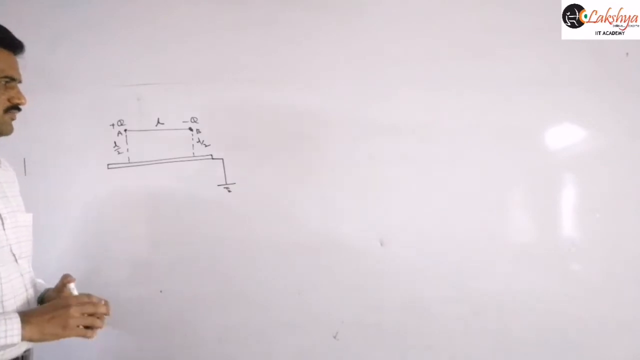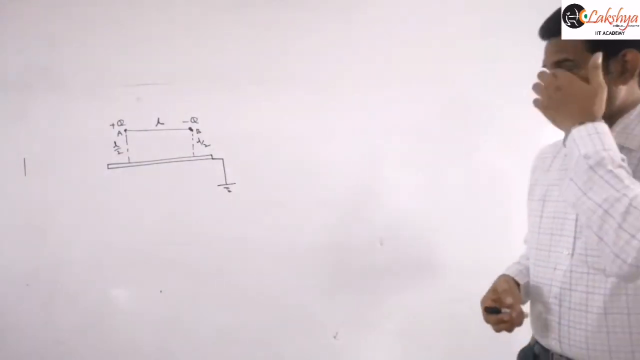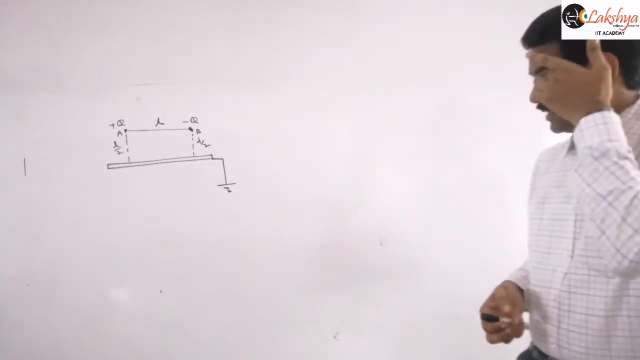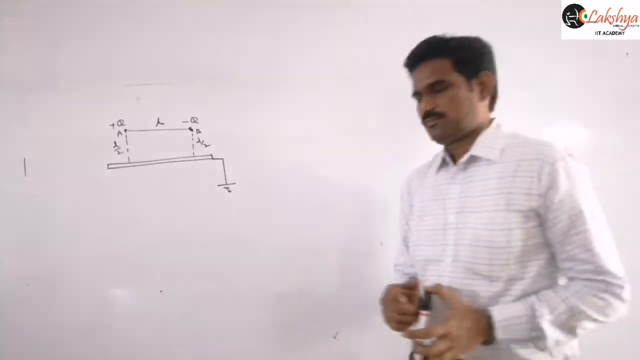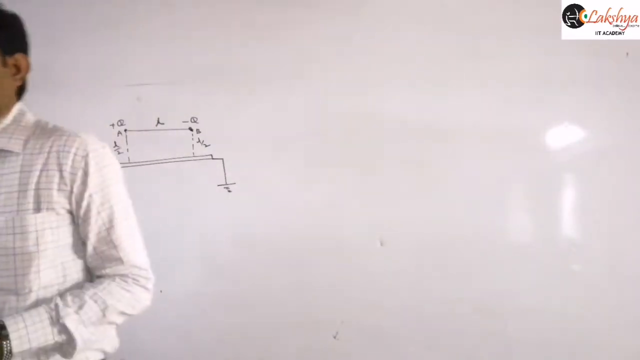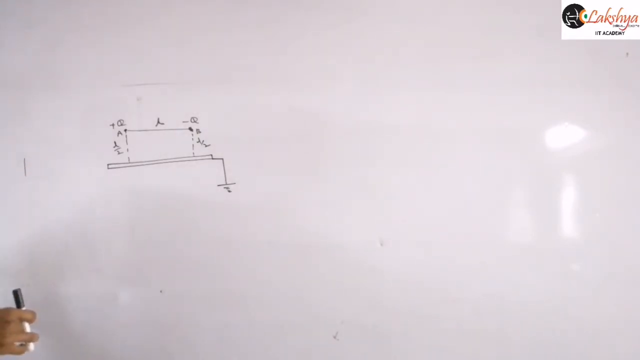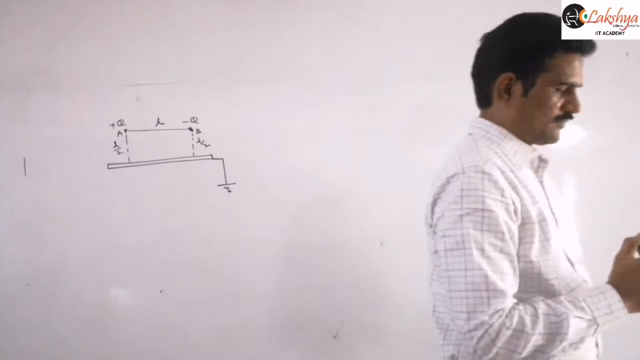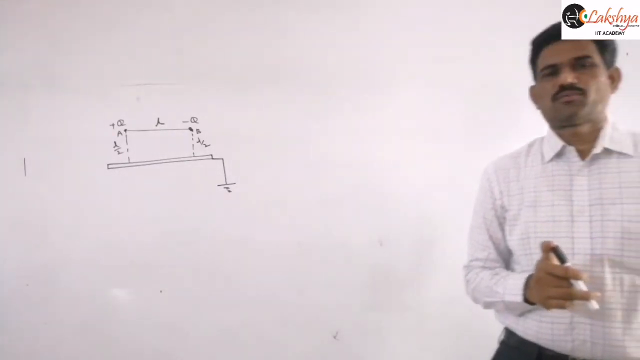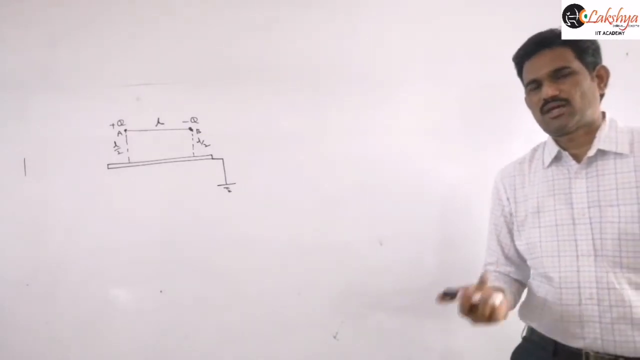Now our question, in the given configuration, we'll write that problem. Two point charges plus q and minus q are placed at a separation L from each other, and L by 2 from the conducting plate, as shown in the figure.